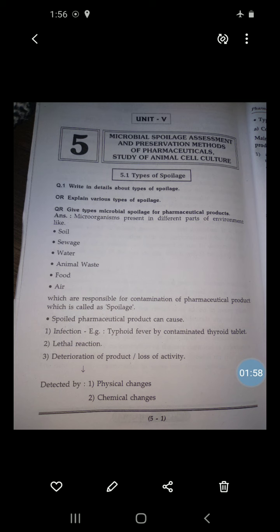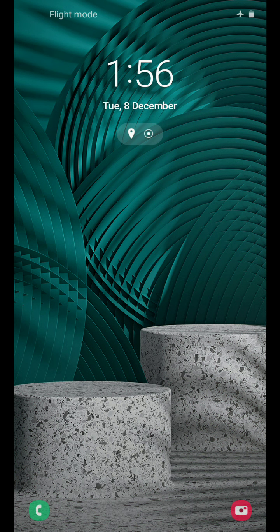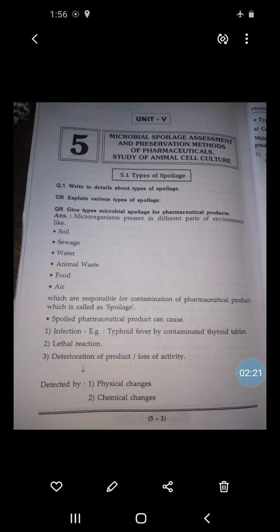Here the spoiled pharmaceutical products can cause, first, infection. Example: typhoid fever by a contaminated thyroid tablet, then lethal reaction, then deterioration of product or loss of activity. This deterioration or loss of activity can be detected by, first, physical changes, and second, chemical changes.